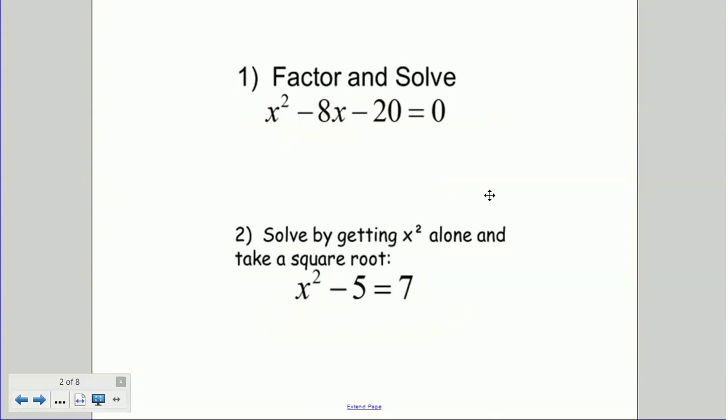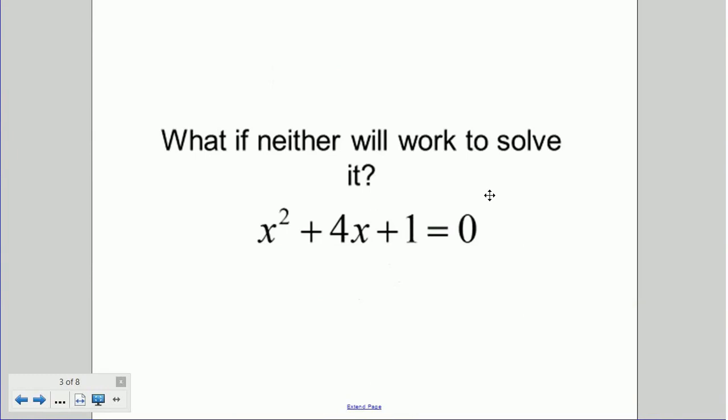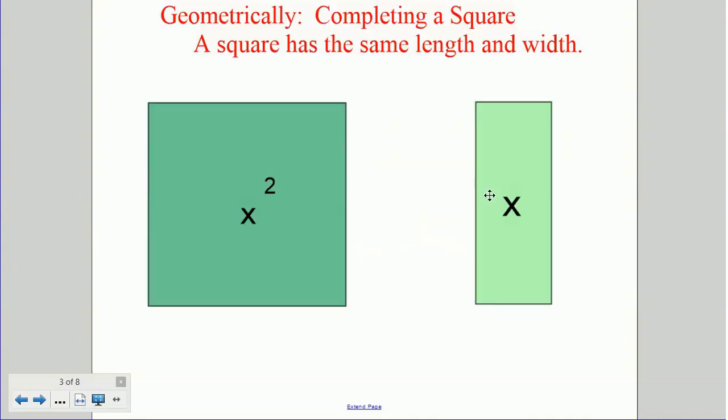So basically we've learned two ways to solve a quadratic already. We've learned how to factor and solve, and then we've also learned how to solve by getting the x squared alone and taking a square root. So now, what if neither of those will work to solve it? Notice I have a b term, so I cannot actually use square root because I have that b term, and this does not factor. So we need a way to be able to solve this problem without those two ways. So that's why completing the square came into place.